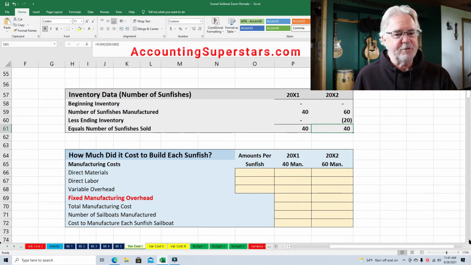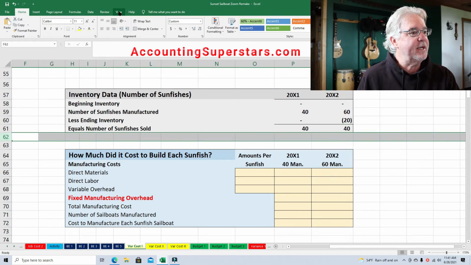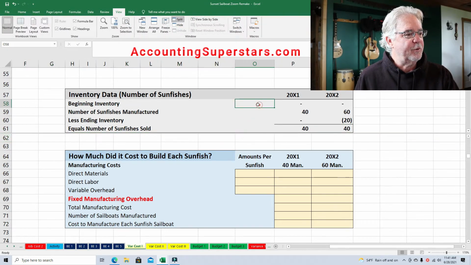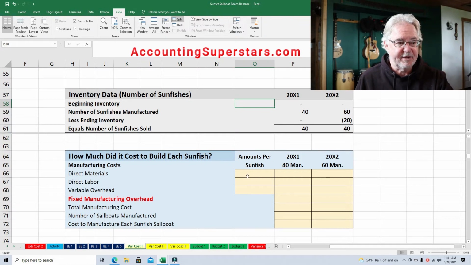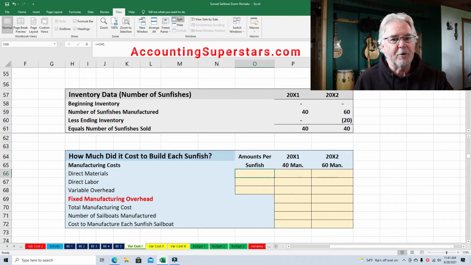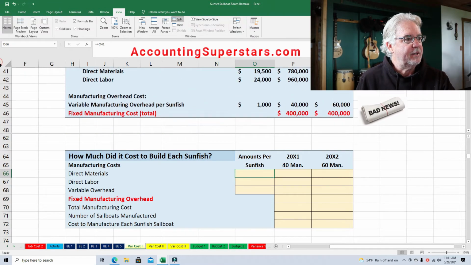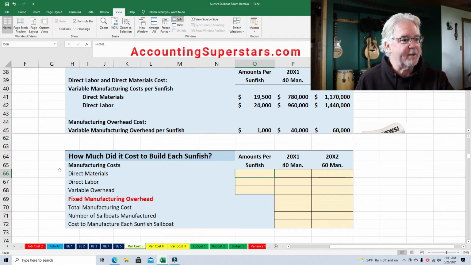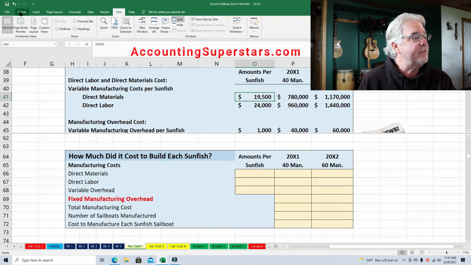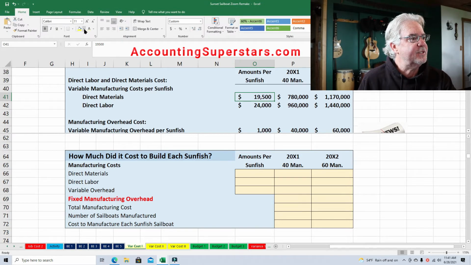Alrighty, so here we go. Here we come down to where we have to get to work a little bit. So I'm going to split the screen, and we'll grab the information. How much did it cost to build each sunfish? So let's go up and grab the data. Direct materials for each sunfish comes right from there, and I'm going to highlight it just so you know where I'm getting the information.